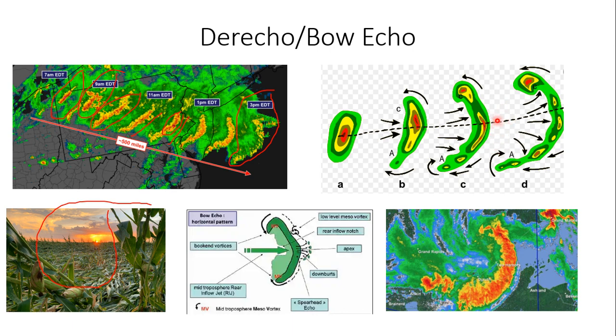You have an apex, which is the point at which the echo bends out to the greatest level. And this is what it looks like on radar. This is a reflectivity product. This is an example of a bow echo.